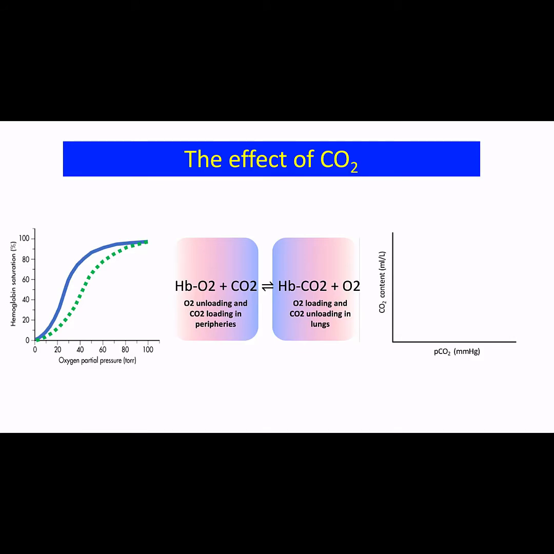So let's have a look at the effect of carbon dioxide. Already I've explained that carbon dioxide causes a rightward shift of the oxygen hemoglobin dissociation curve. And the way it does that is because carbon dioxide binds to amino acid groups on the hemoglobin. So remember, the hemoglobin has 4 units, so it's a tetramer. Each of these units carries a protoporphyrin ring, each having iron. Each has the ability to complex oxygen.